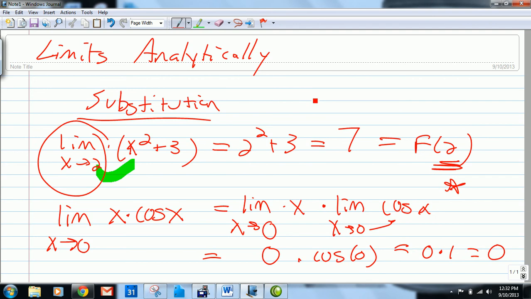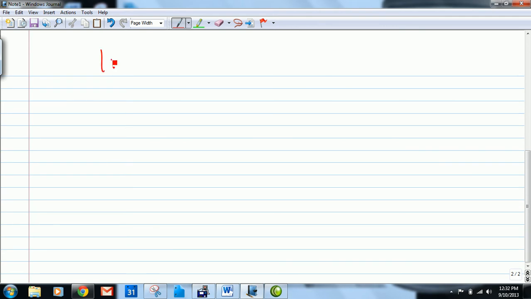So to formalize substitution, what we're really doing is evaluating the limit as x is approaching c, or a, doesn't matter, by letting it equal the function value at c. And that's not always going to work. I will tell you it always will work with any polynomial function, with a sine function, with y equals cosine of x. But that technique is not always going to work. So let's look at a case where it doesn't work.